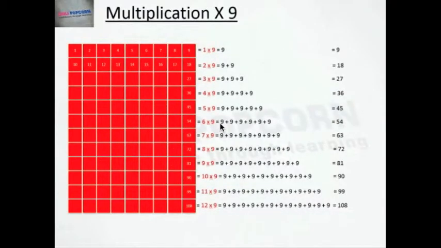1 times 9 is 9, 2 times 9 is 18, 3 times 9 is 27, 4 times 9 is 36, 5 times 9 is 45, 6 times 9 is 54, 7 times 9 is 63, 8 times 9 is 72, 9 times 9 is 81, 10 times 9, same idea, take 9 and add a 0, is 90, 11 times 9 is 99, and 12 times 9 is 108.